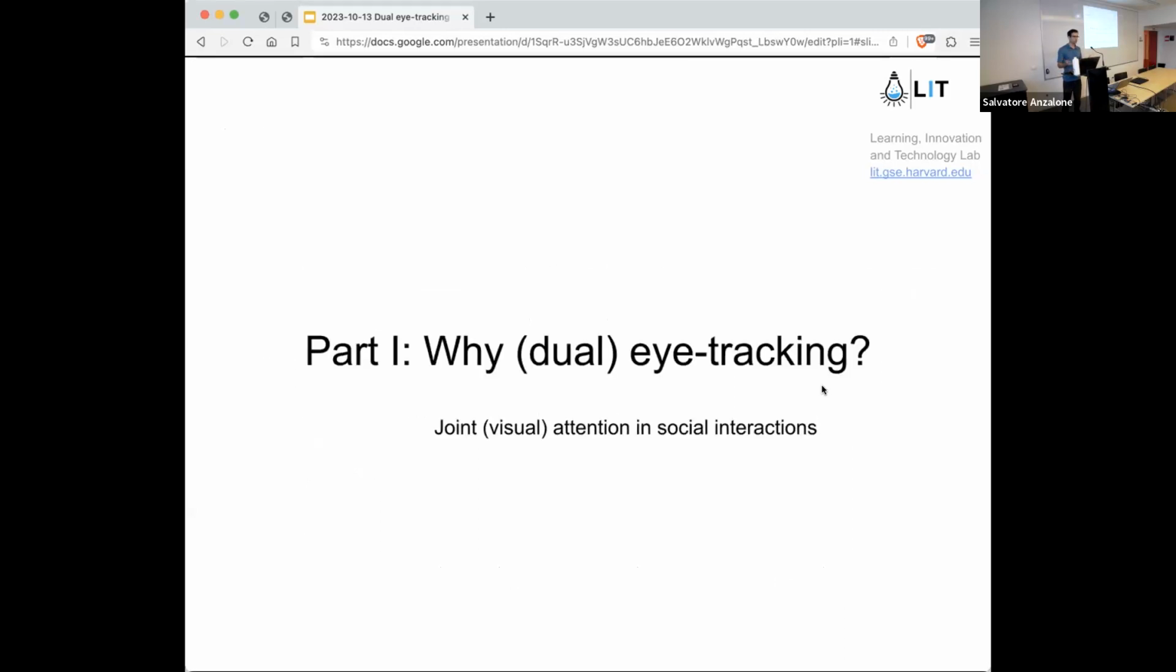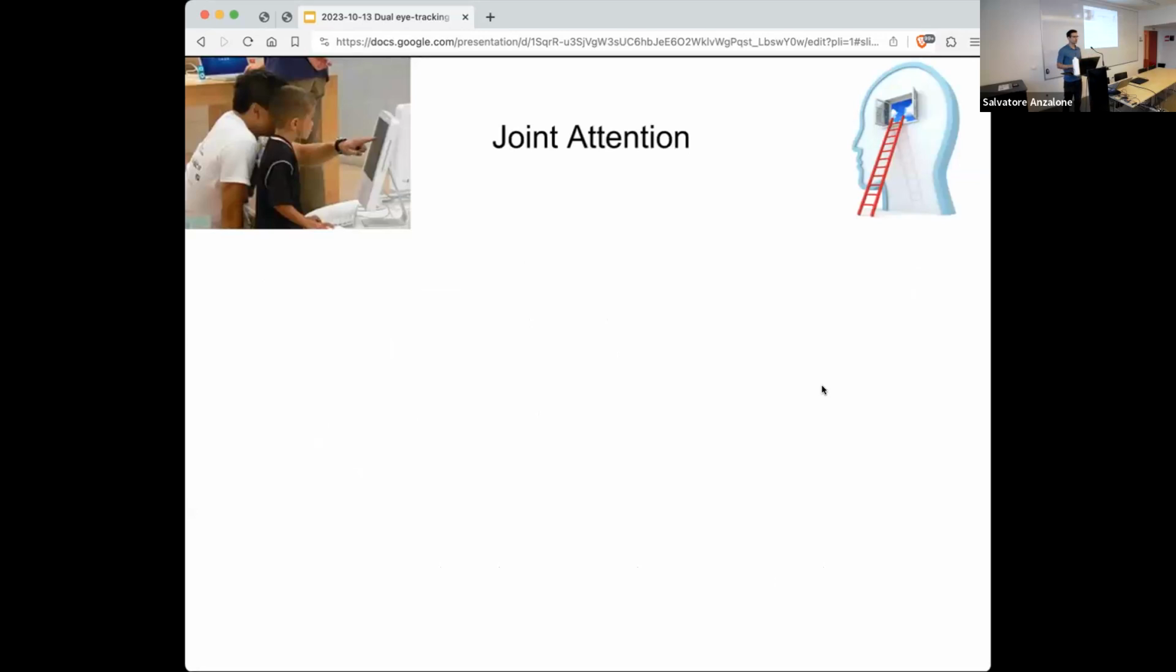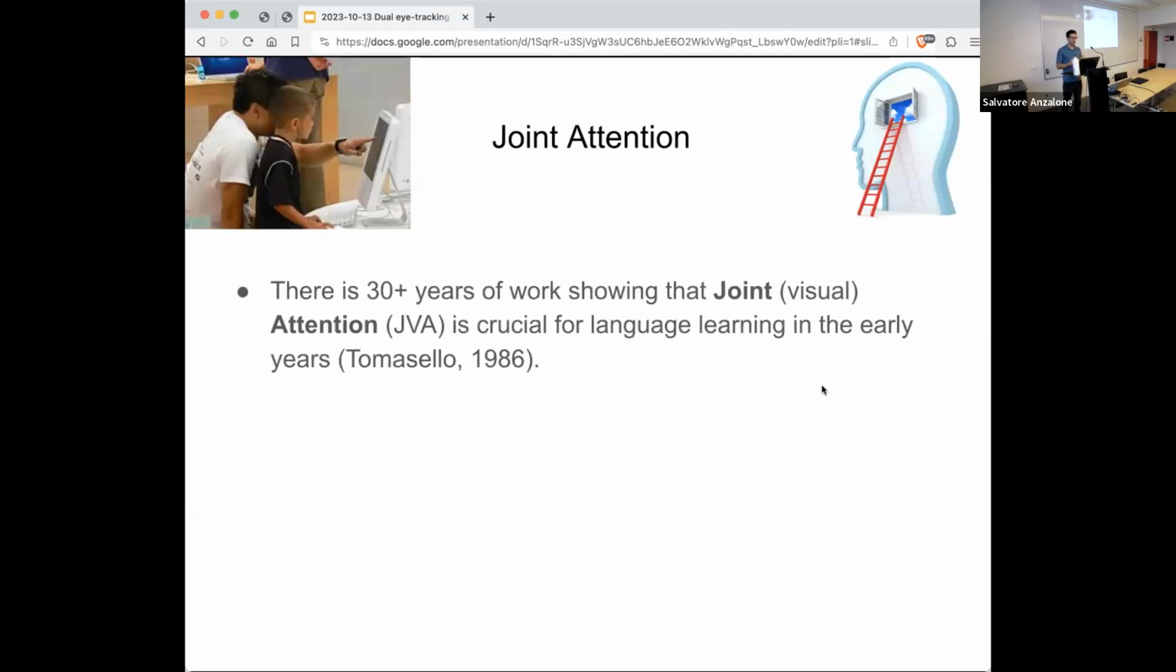So first of all, why dual eye tracking? Was that something that we care about in education? If you know anything about developmental psychology and social psychology, there's a lot of work showing that joint attention is a central mechanism for people to communicate and coordinate their action and their attention. For example, if you look at young children, it's a precursor for language learning. You have young children pointing at a thing, and then the caregiver sort of follows the pointer, identifies the objects, and names it. And that's how children start to learn words.